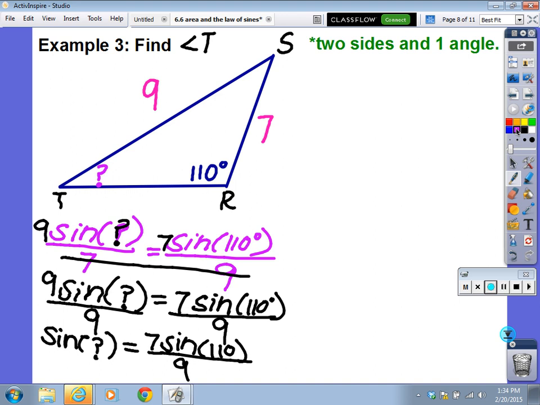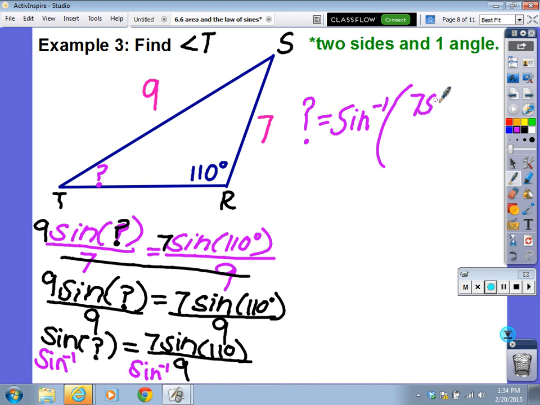So to undo sine in this one, we're going to have to take the inverse sine. But on the other ones, we didn't have to take the inverse sine, right? But this one we will, because we have the sine of question mark. The only way to undo sine and get question mark all by itself is the sine inverse. So I'm taking the sine inverse of both sides. So now we have question mark is equal to sine inverse of 7 sine of 110 degrees all over 9. And then I'll just type that into my calculator. Question mark is all by itself.